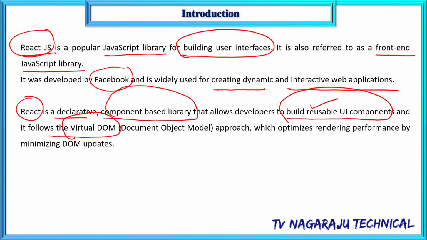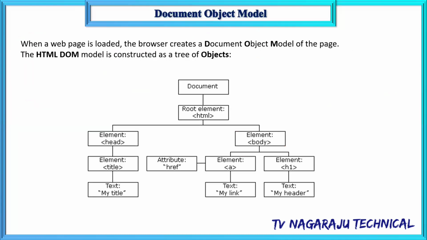First of all, what is DOM? Now we will move to what is DOM, and then how React uses virtual DOM. What is a DOM? Document Object Model. Simply, you are creating some HTML page. Whenever the page is loaded, automatically the browser creates a DOM for the page. Whatever page is visible to you, for each and every page, one DOM is created by the browser.